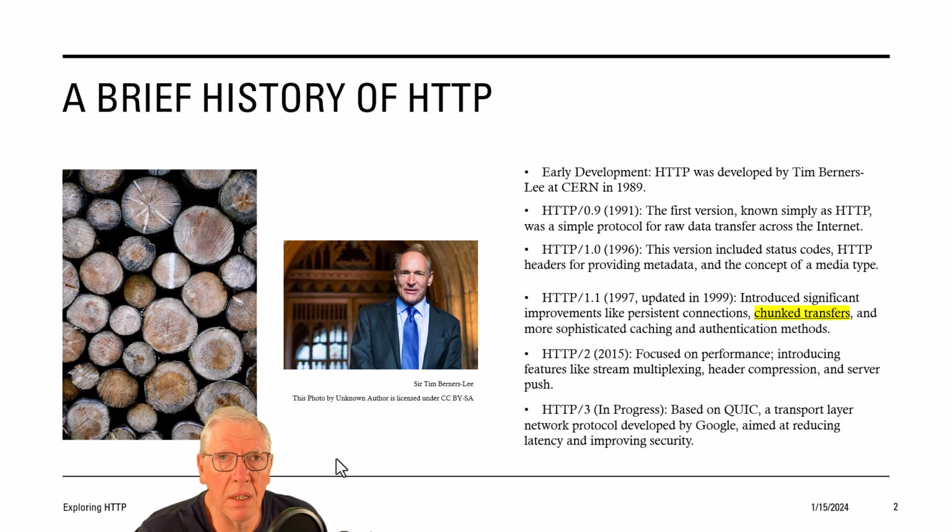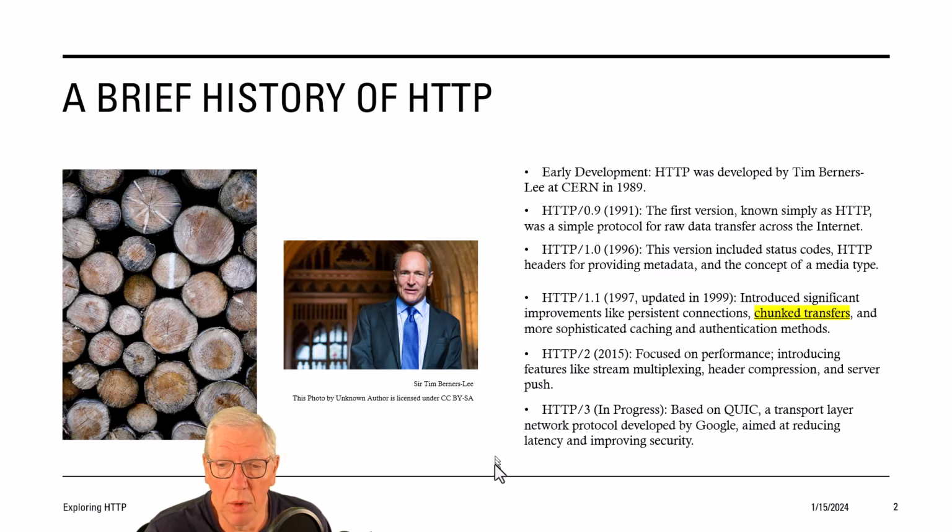And then in 1996, HTTP 1.0 was brought out, and it included the concept of status codes, which we'll talk about here in just a minute. It also provided a thing called a header, and what a header provides is data about the data. And so it's possible for you to look at an HTTP header and find out what kind of function you're doing, and we'll talk about that a little bit more as well.